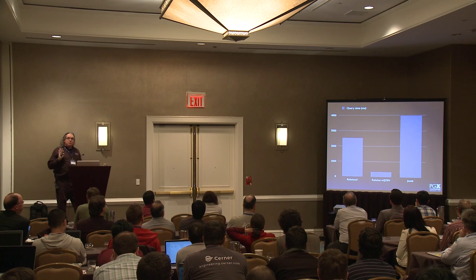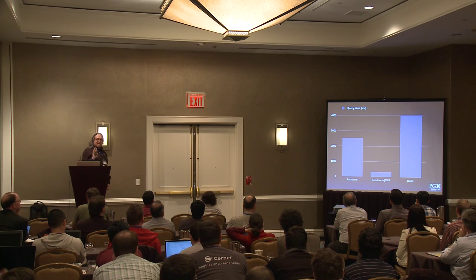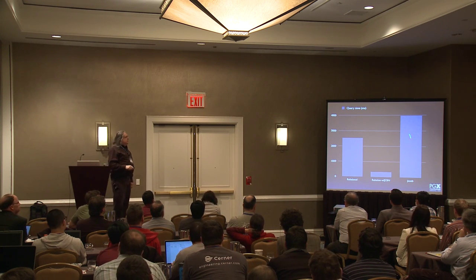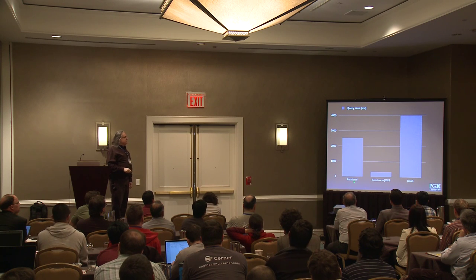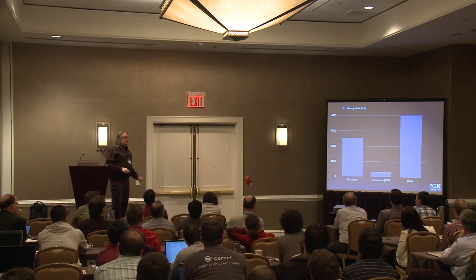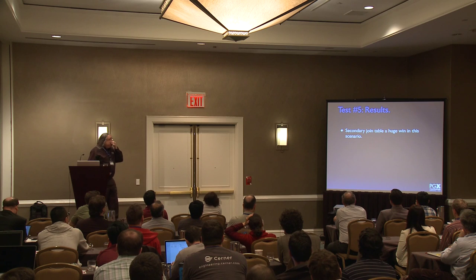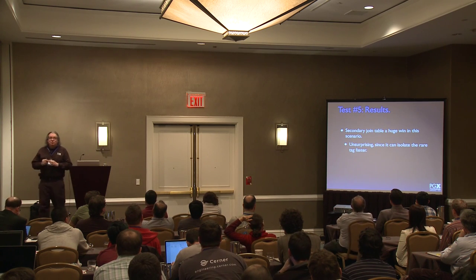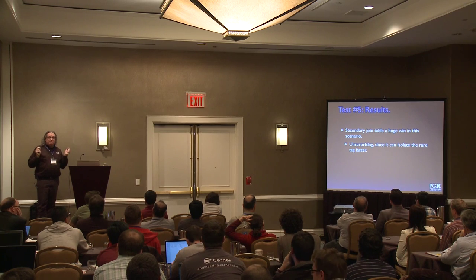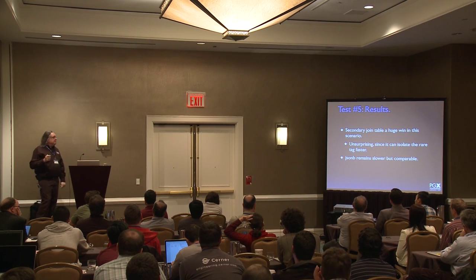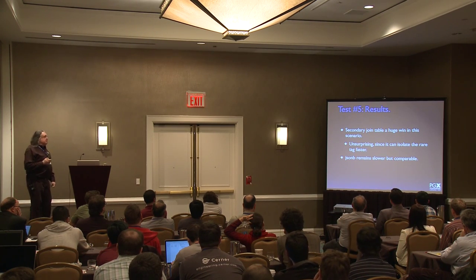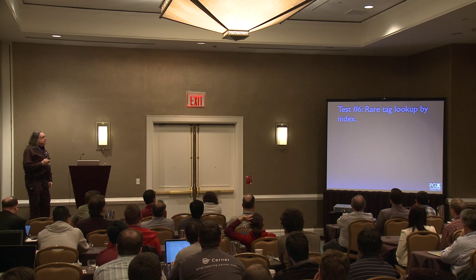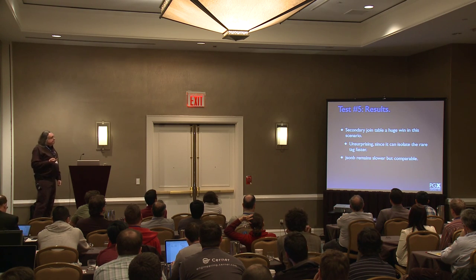Okay, join table really wins in this case because the tag's very selective. JSONB is significantly slower than relational, but the relational join wins over both of them. It's unsurprising because this can really very quickly isolate which rows possess this rare tag. JSONB remains slower but comparable for this one, like we saw.